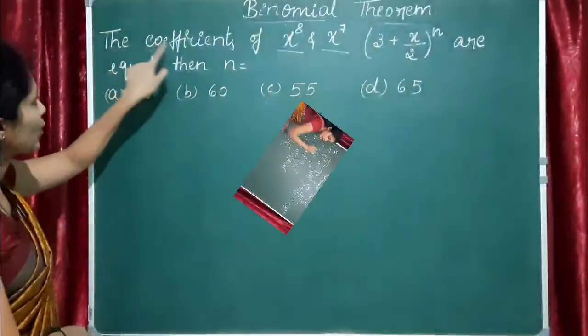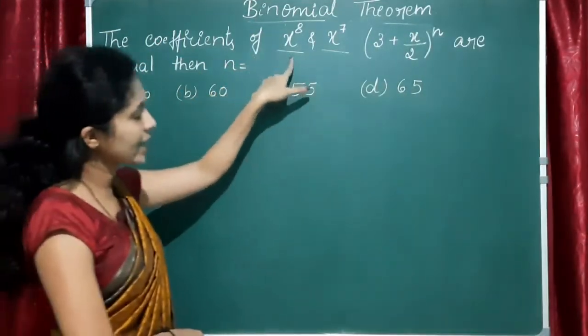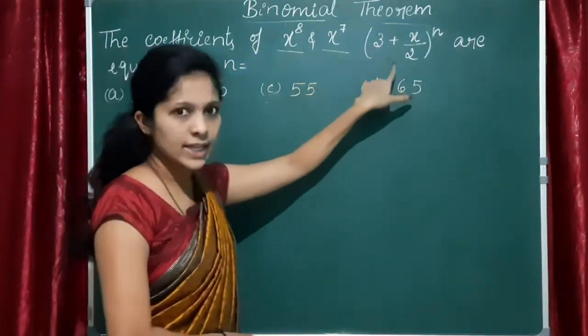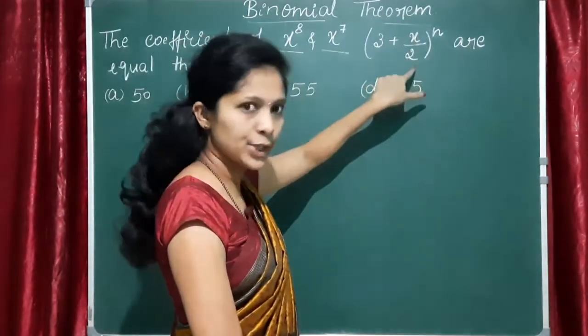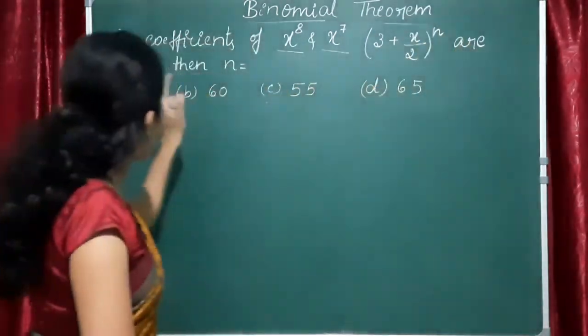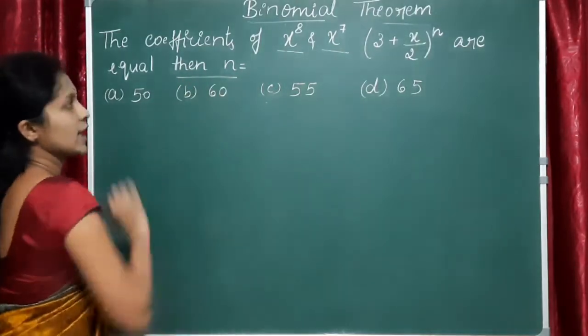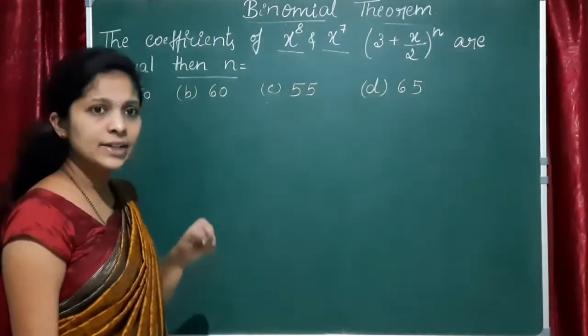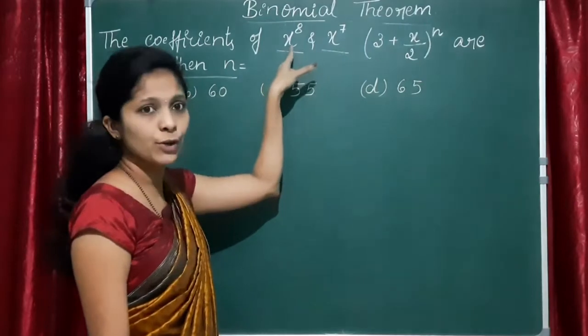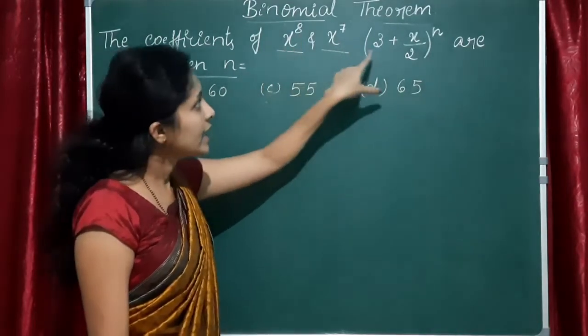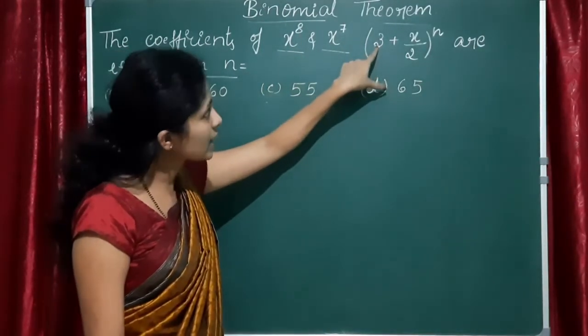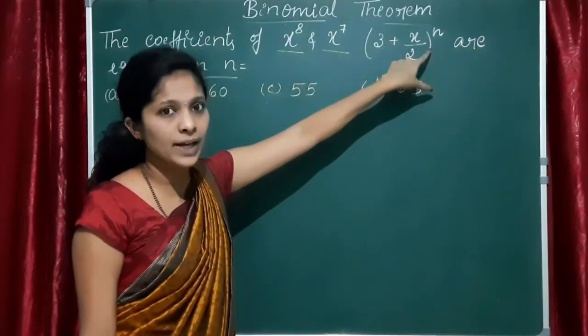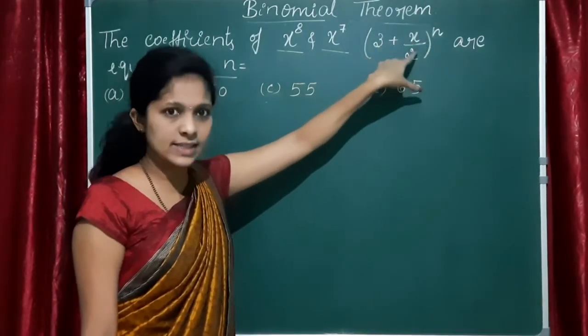We are finding the coefficients of x to the power 8 and x to the power 7 in the expansion of (3 + x/2) to the power n, and they are equal. Then what is the value of n? Now, directly, can you tell me where the coefficient of x to the power 8 appears? Here in this expansion, (3 + x/2) to the power n, only one x is there, right?